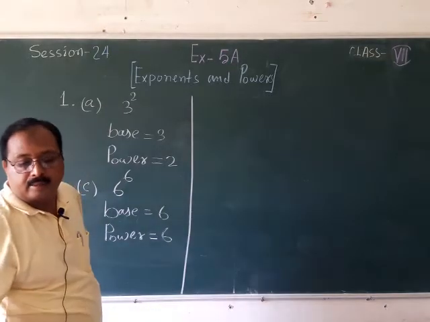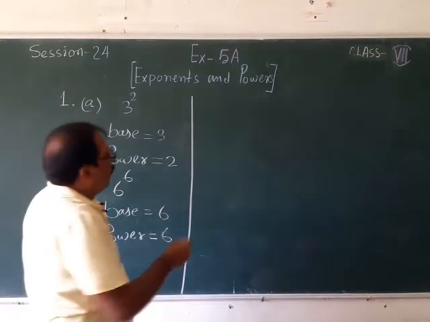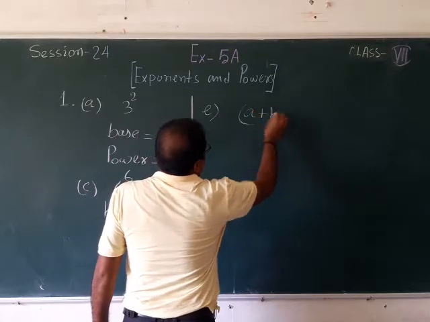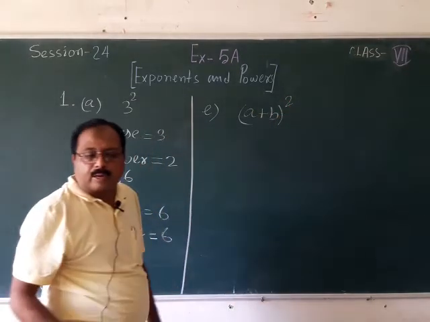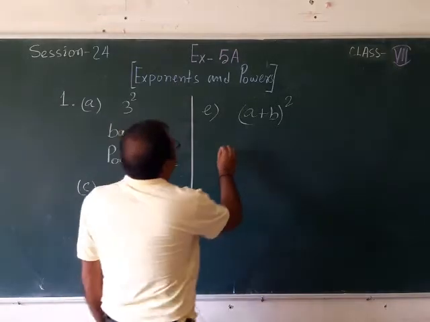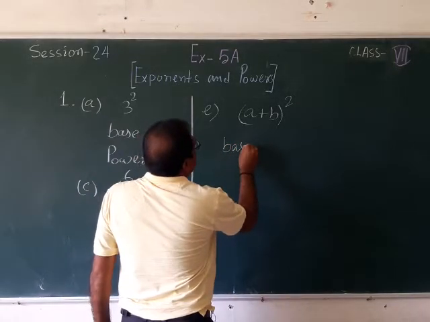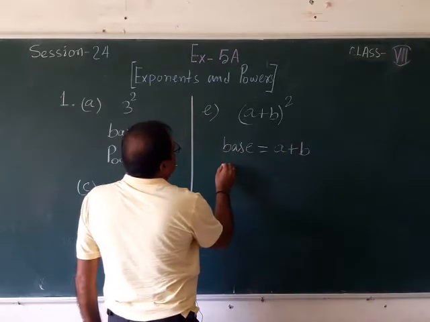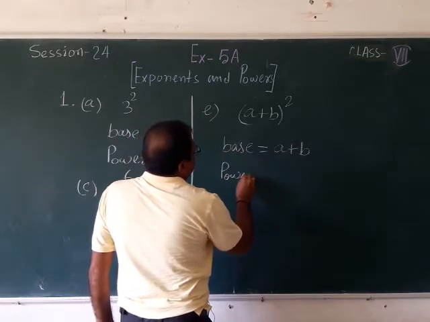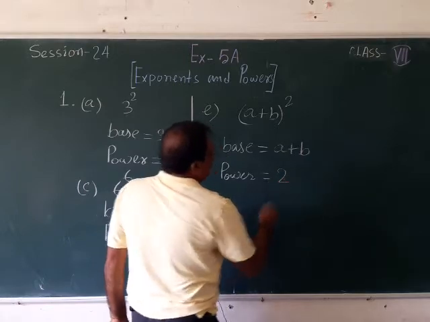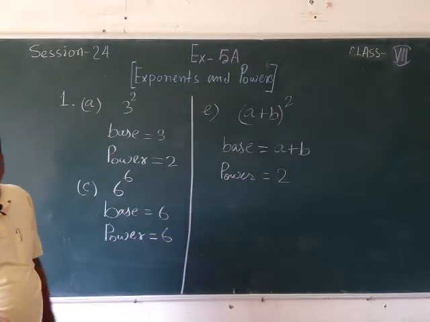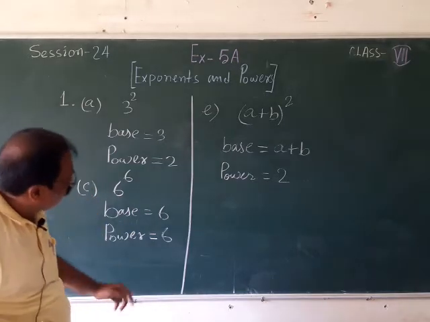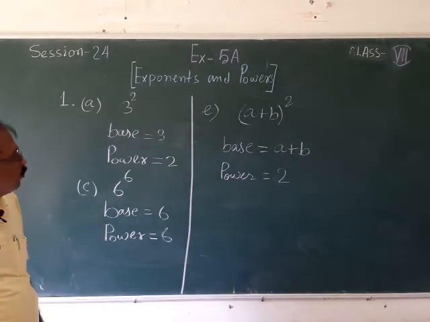One more question, this is E number. It is written A plus B and it is whole square. So what is base here? You can write here the base is A plus B and the power is, can you guess? The power is 2. So now I hope that you have understood what is base and what is power. So just copy down, then I will show you question number 2.